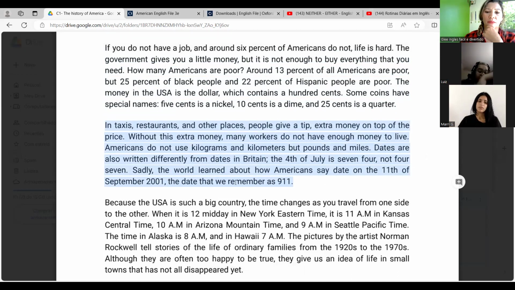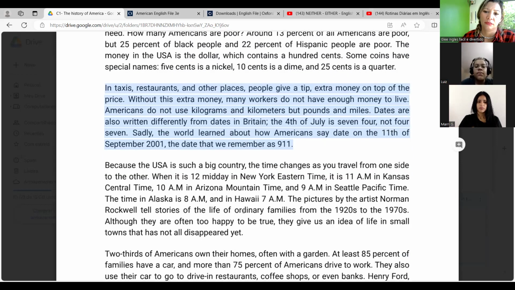Americans do not use kilograms and kilometers, but pounds and miles. Dates are also written differently from dates in Britain. The 4th of July is 7-4, not 4-7. Sadly, the world learned about how Americans say dates on the 11th of September 2001, the date that we remember as 9/11.